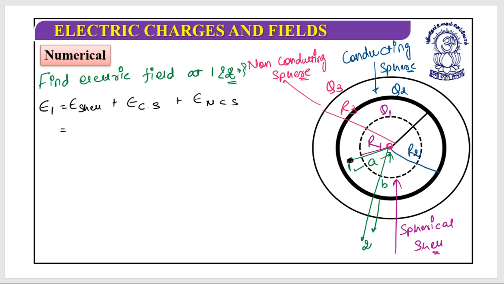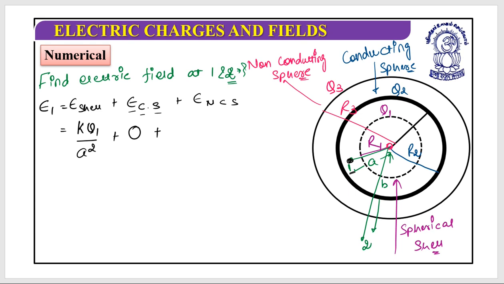So what would be the relation? Yes, you assumed it correctly. It's K multiplied by charge Q1 divided by the square of the distance, A square. Plus, next, the electric field due to the conducting sphere. Location 1, which is at distance A, is inside the conducting sphere, and inside it there will be no electric field. So this would be 0.